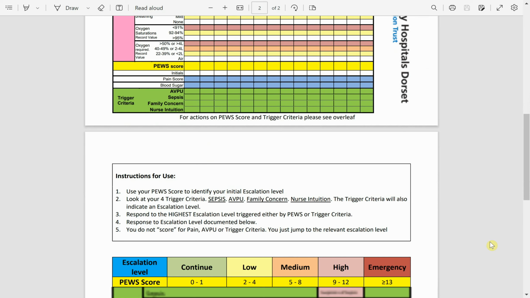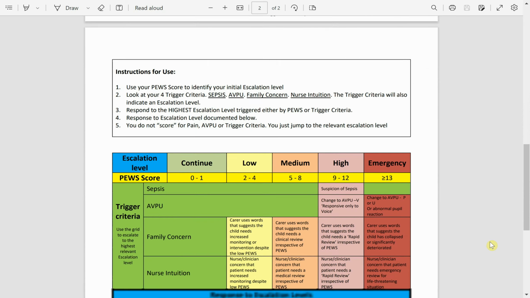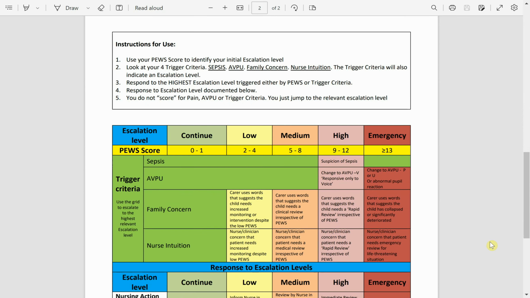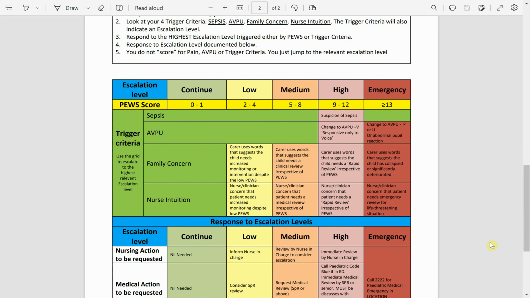If you need any further help or support with any of this to do with the PEWS charts, then please contact your local paediatric education teams at both Bournemouth and Poole sites.